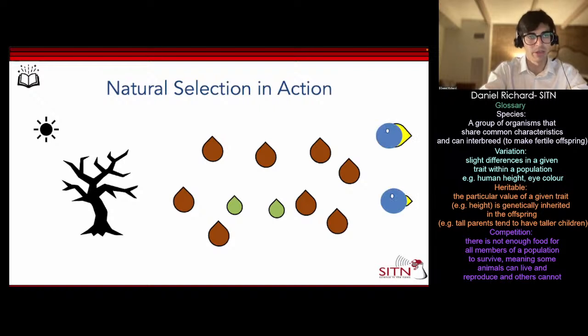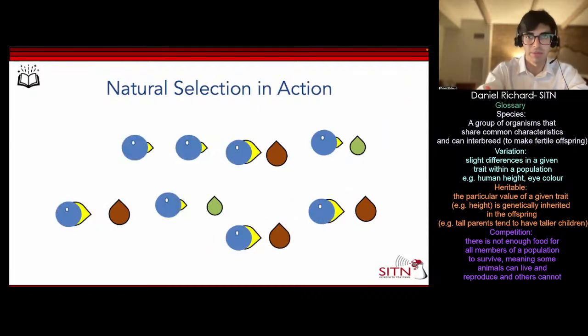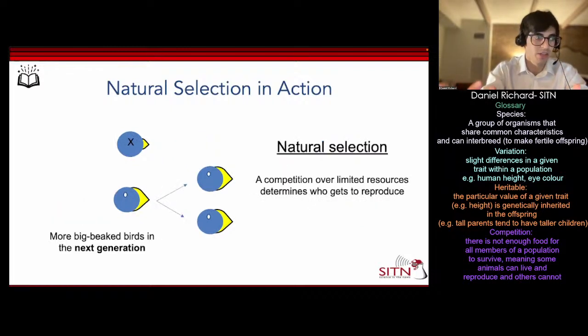What then would we expect to happen to our big-beaked and small-beaked birds? What we would have is that the big-beaked birds can eat the big seeds, and so they're fine. They can all eat. However, the small-beaked birds can only eat the small seeds. And since there are fewer small seeds, some small-beaked birds won't get enough food to eat and they'll die. And so when it comes time for everyone to have babies, the big-beaked birds who survived are going to have offspring. And since that trait is heritable, their offspring will also have big beaks. This is the key part. This ties together this idea of natural selection. It's a competition over limited resources that gets to determine who reproduces.